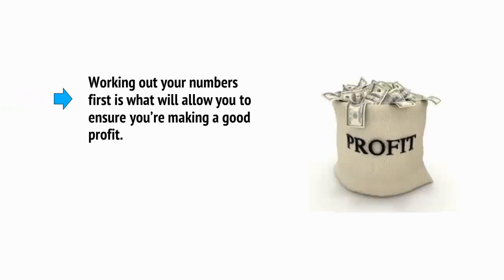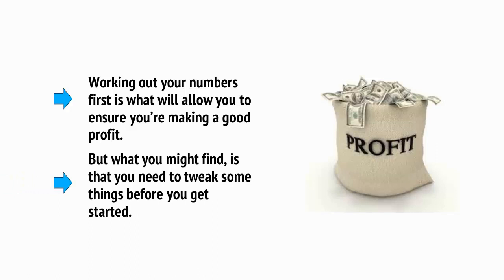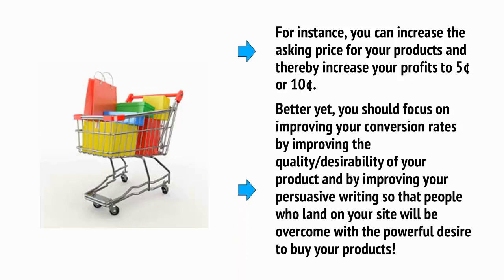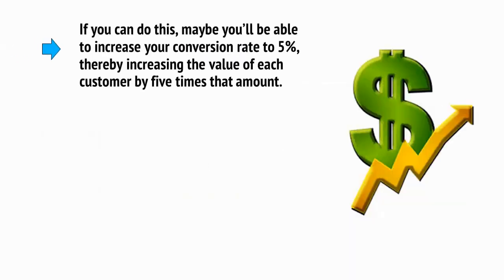Working out your numbers first is what will allow you to ensure you're making a good profit. But what you might find is that you need to tweak some things before you get started. For instance, you can increase the asking price of your product and thereby increase your profits to 5 cents or 10 cents. Better yet, you should focus on improving your conversion rates by improving the quality or desirability of your product and by improving your persuasive writing so that people who land on your site will be overcome with the powerful desire to buy your products. If you can do this, then maybe you'll be able to increase your conversion rate to 5%, thereby increasing the value of each customer by 5 times that amount.